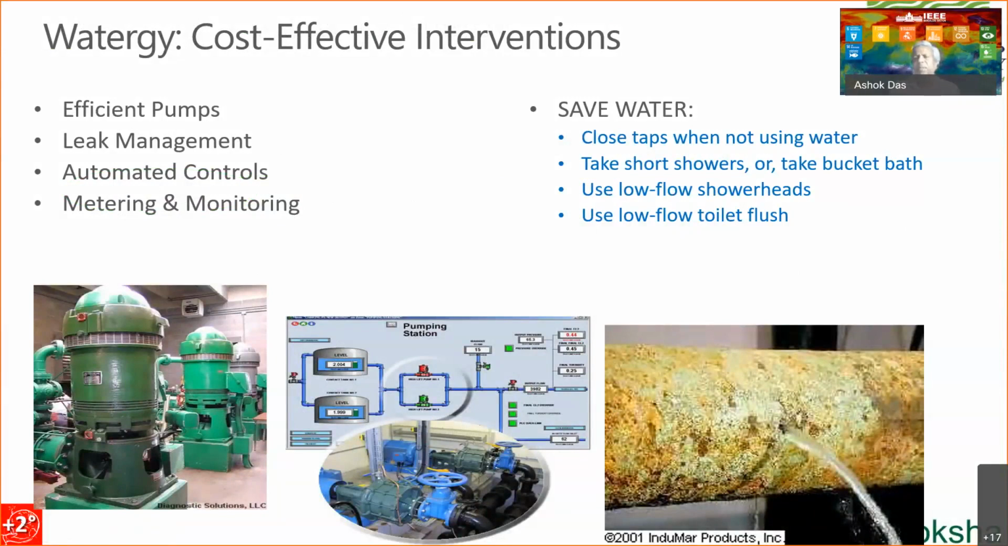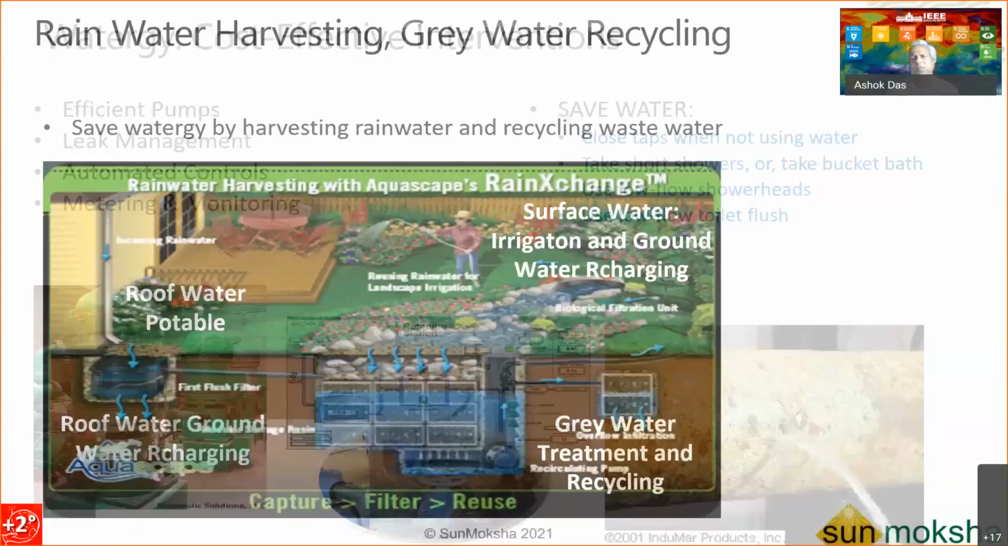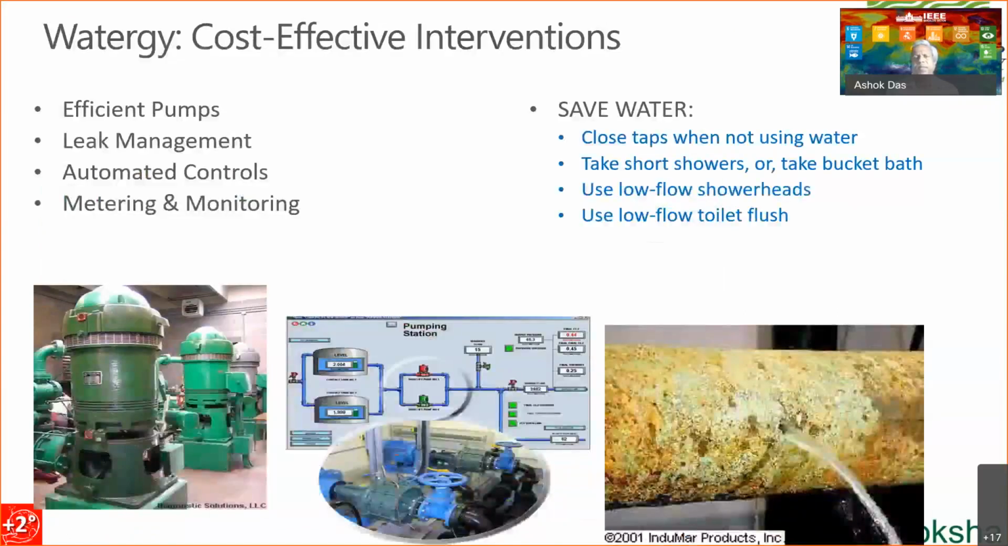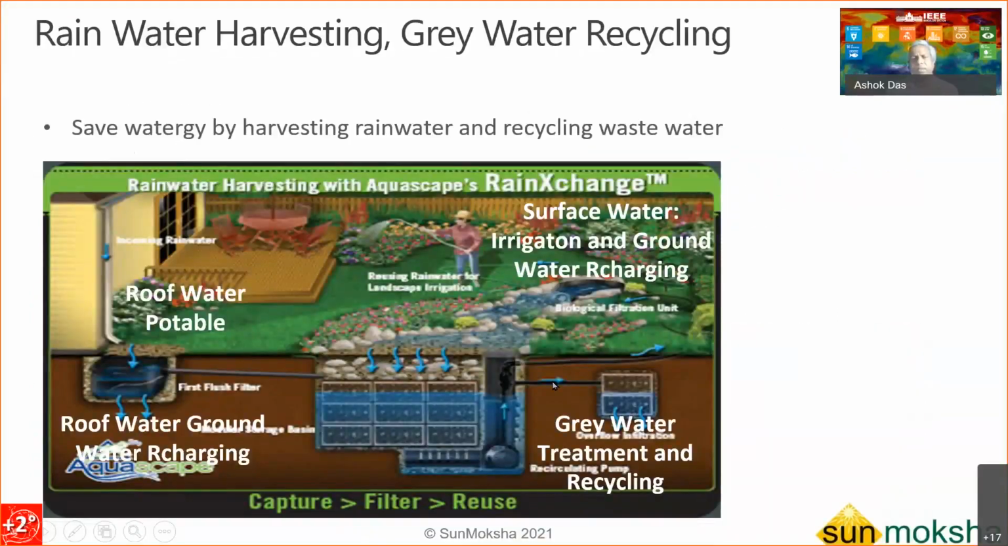Many gadgets have been devised and are in the market to reduce your water usage. Rainwater harvesting is definitely another one that you see everywhere we are trying to do. Roof water harvesting, roof water to groundwater recharging. Then you use surface water for groundwater recharging, and you use gray water, recycle it, retreat it, and use it in your fields and to recharge the ground as well.